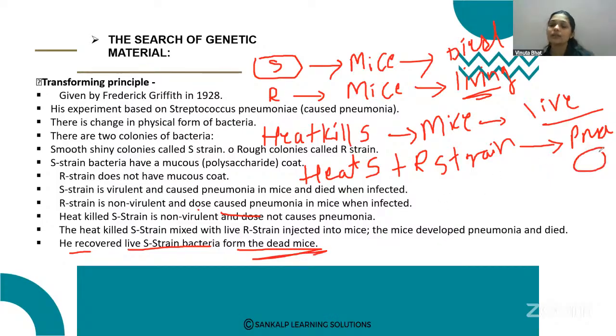If he observed the dead mice, he recovered some S strain bacteria developed in them. But when only heat killed bacteria are added to the mice, they are living, so there is no disease developed. But when heat killed S plus R strain is added, they developed the disease and died. So this experiment is here.